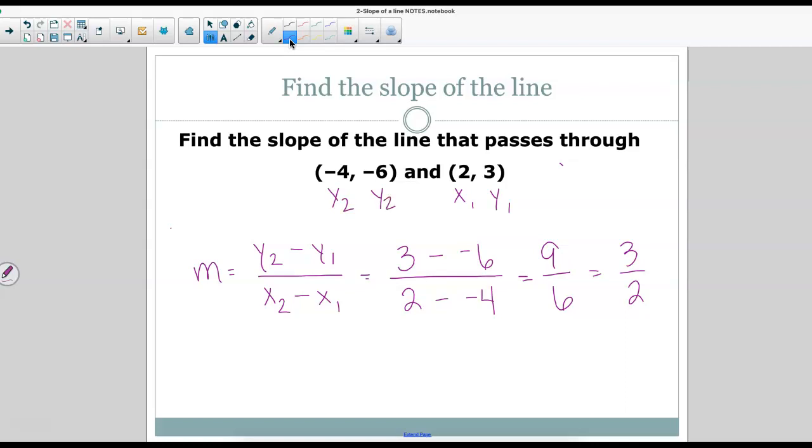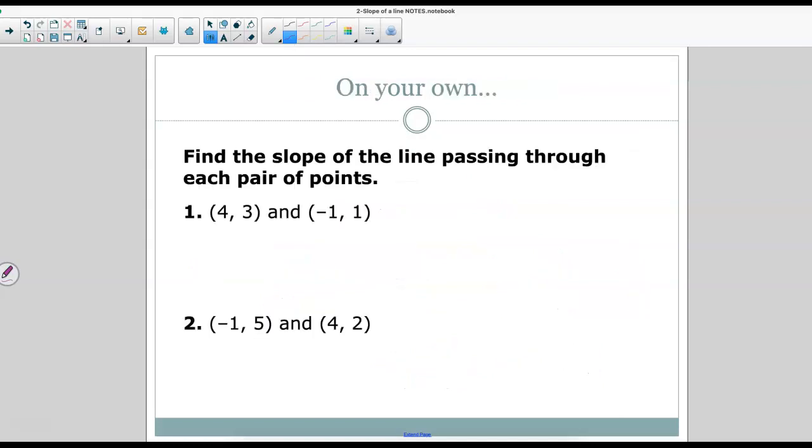I'd still get the same answer. That doesn't matter. So I could have done -6 minus 3 over -4 minus 2. You still get the same answer because this is -9 over -6. Two negatives make a positive, so it would be 3 over 2. You still get the same answer. Okay? I want you to try the next two. Find the slope for each of those.